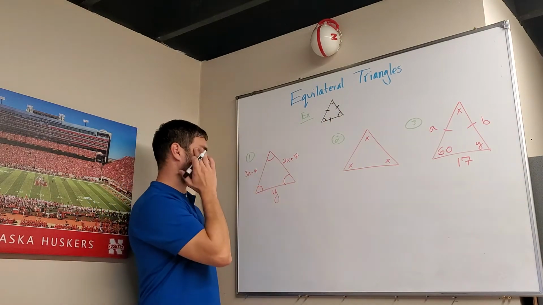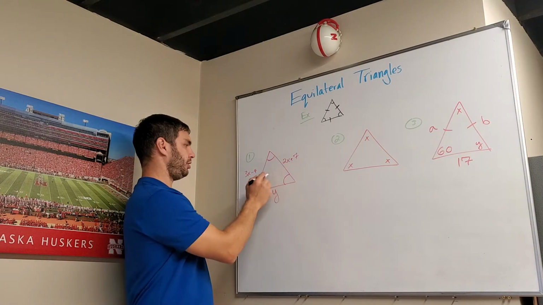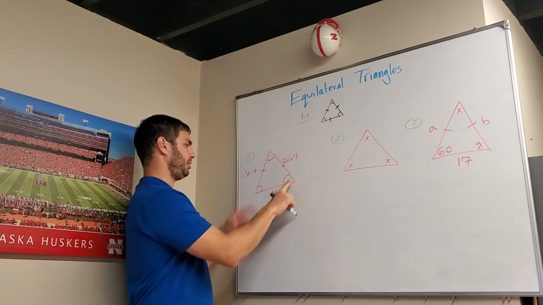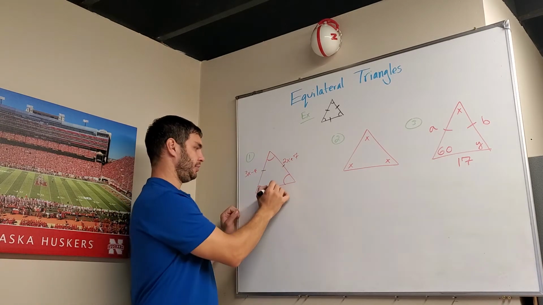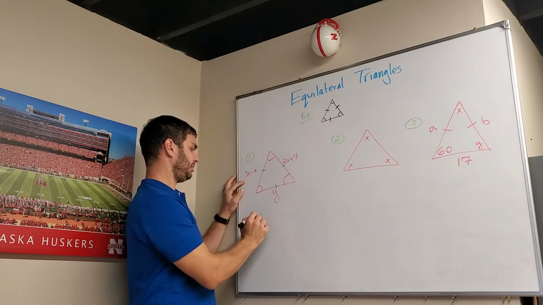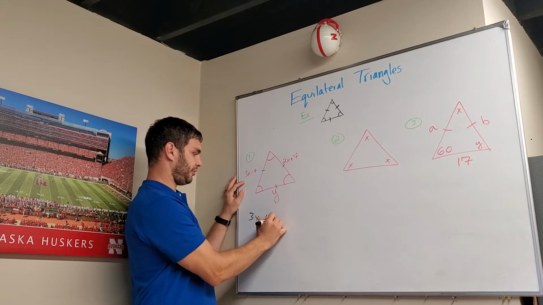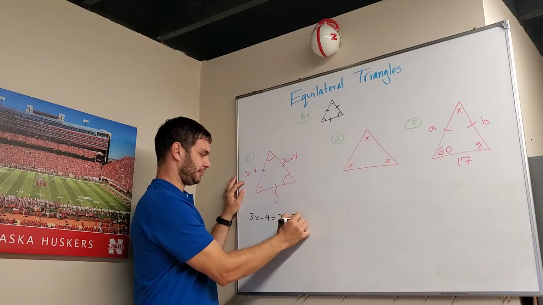The first one, we want to find both x and y here. So remember, if all the sides are the same, I know that the two sides with x's are going to be the same. And then that's also going to help us down here in a little bit. But let's use the side of the x's first. So I'm going to set those equal to each other since they are the same. 3x minus 4 equals 2x plus 7.